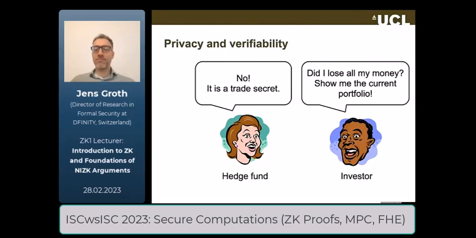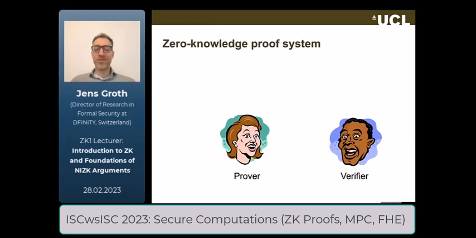So you have this situation where the investor wants to know some information, and the hedge fund is in principle not against giving that information to the investor, but it doesn't want to give more information than that. And as you probably guessed, zero knowledge proofs are a possible solution to this problem, right? So the hedge fund will act as a prover and the investor will act as a verifier. And the statement will be, yes, your money is still here. The hedge fund has a witness to this fact because it knows what the portfolio is.